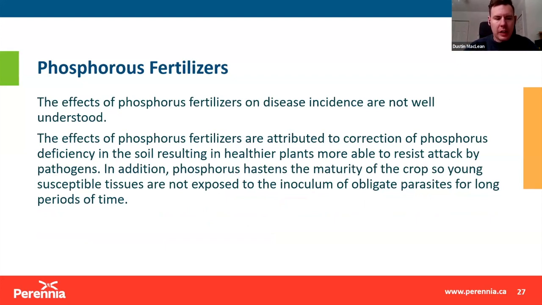So phosphorus fertilizers. The effect of phosphorus fertilizers on disease incidence is not well understood, but the effects are attributed to correction of phosphorus deficiency in the soil, which can result in healthier plants more able to resist attack by pathogens. In addition, phosphorus hastens the maturity of the crop, so young susceptible tissues are not exposed to the inoculum of obligate parasites for a long period of time.